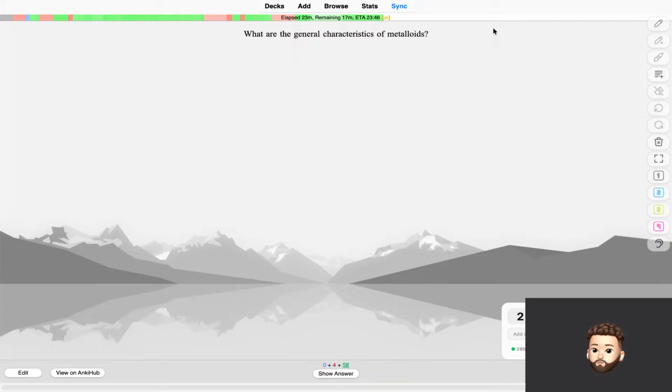What are the general characteristics of metalloids? There are no specific general characteristics. Sometimes they might have more metallic characteristics or more non-metallic characteristics. They might have some of each.